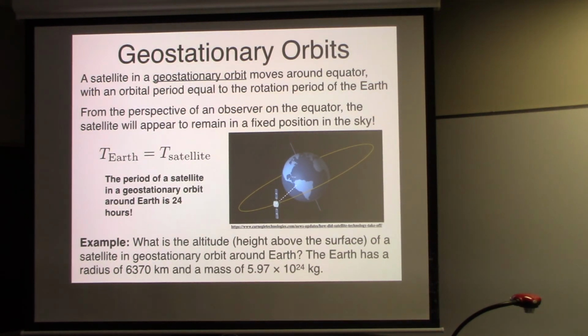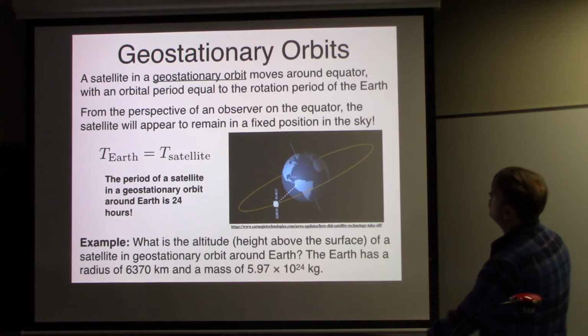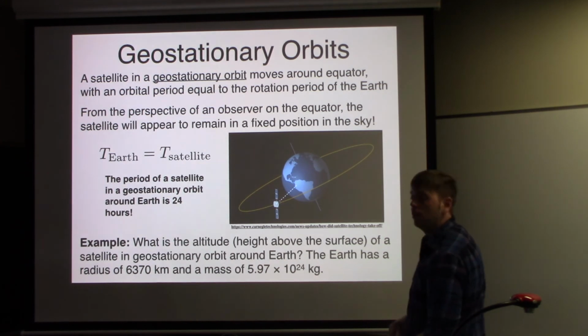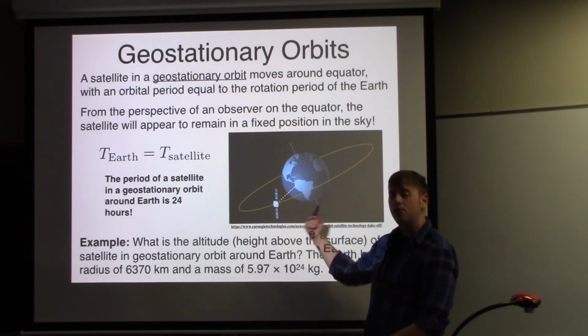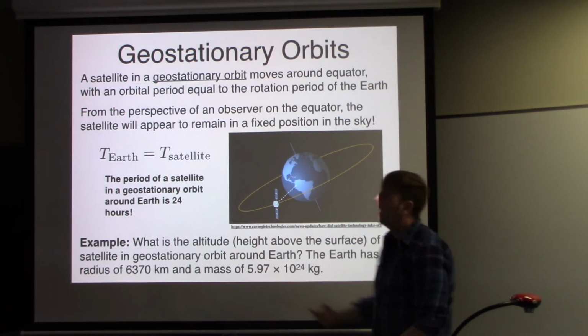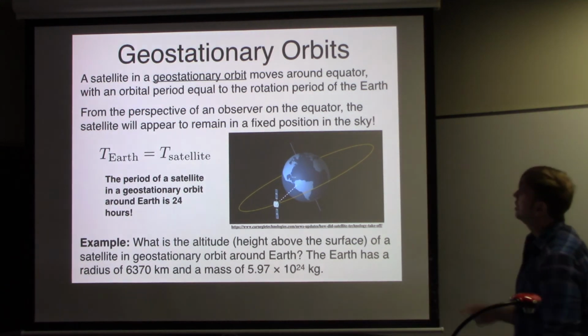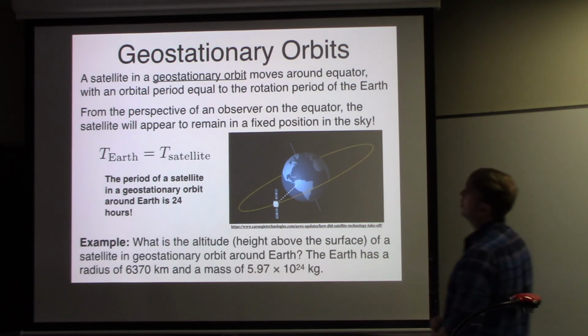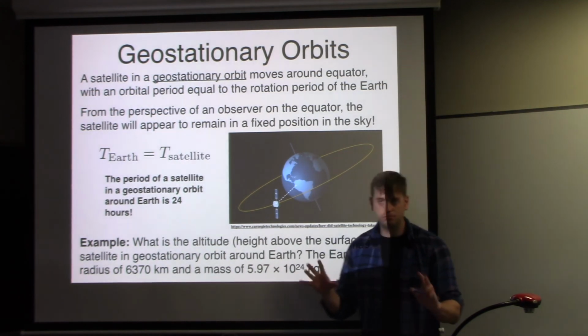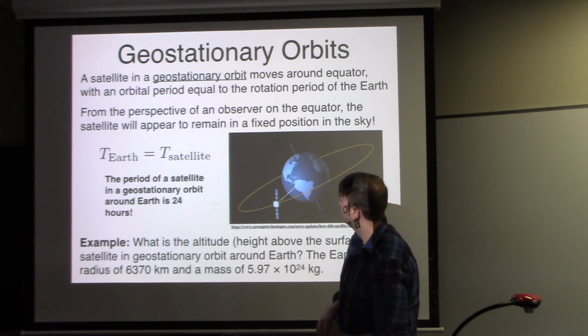The next type of circular orbit that I want to talk about is something called a geostationary orbit. A geostationary orbit is an orbit that moves around Earth's equator, and it has the exact same period as the rotation period of the Earth. So let's really think about what this means.